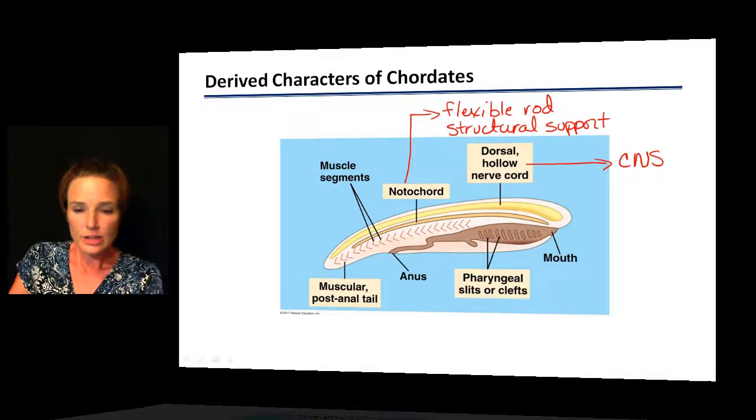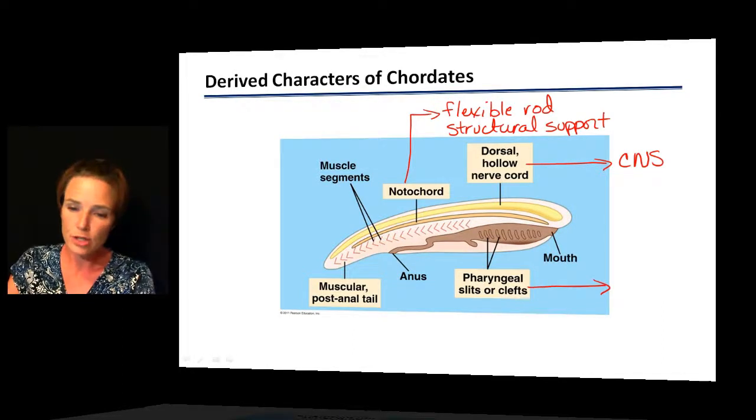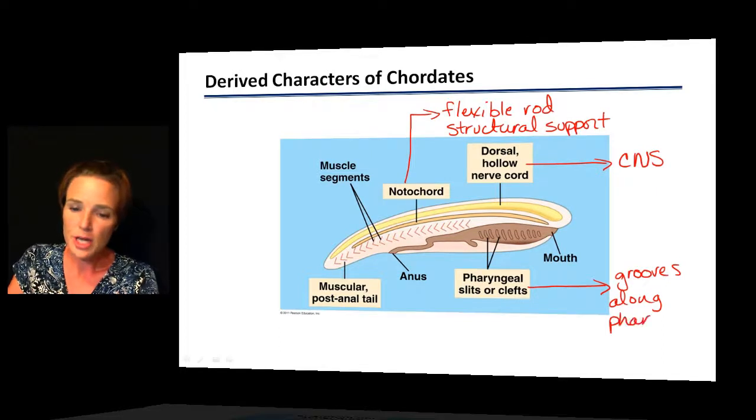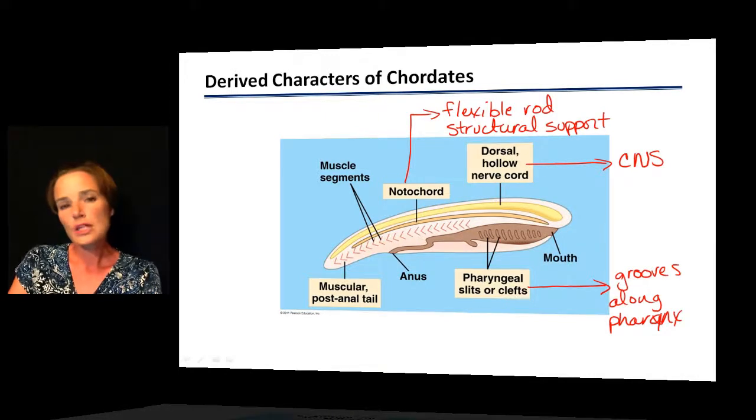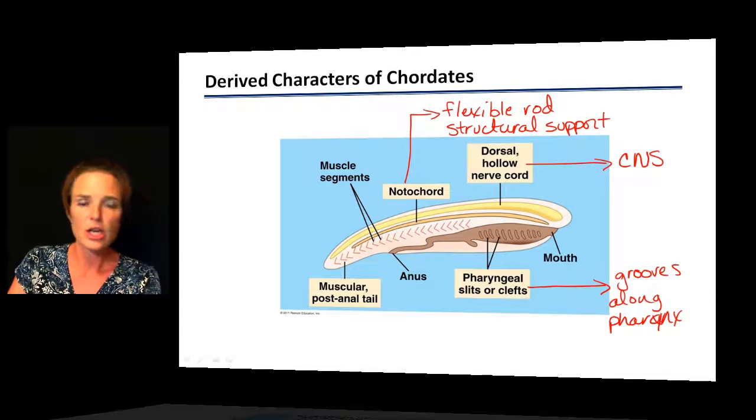If we look at the pharyngeal slits or clefts, these are going to be grooves that are along the pharynx. These are going to open up to the outside of the organism. And this is going to allow water to exit the body without having to pass fully through the digestive tract. So if water comes in the mouth, it can go ahead and exit through the pharyngeal slits or the grooves. This is going to function in feeding and in some cases gas exchange as well.